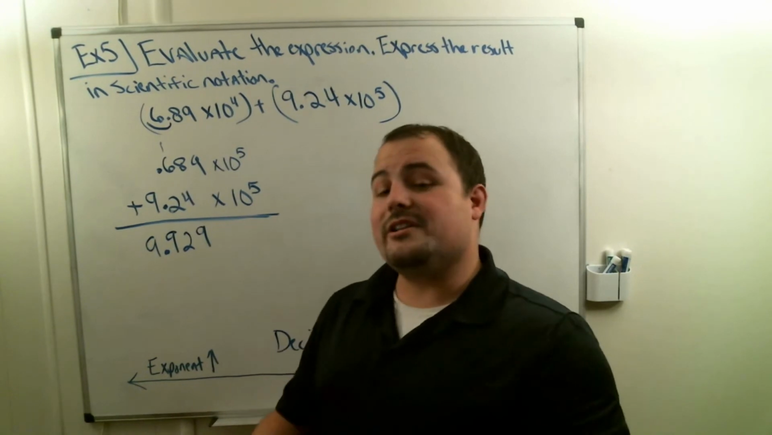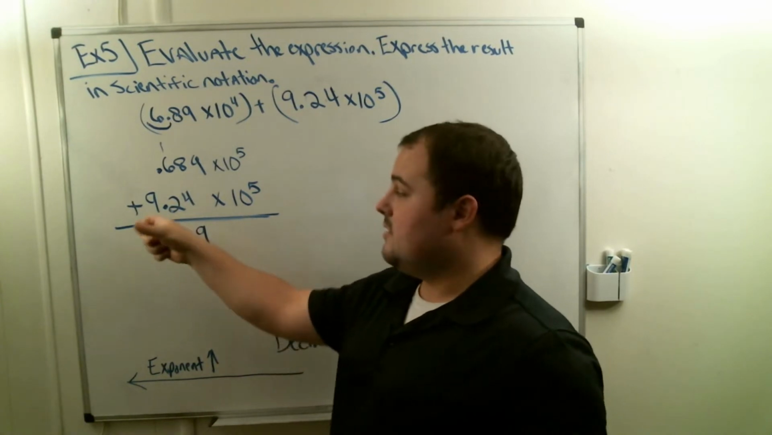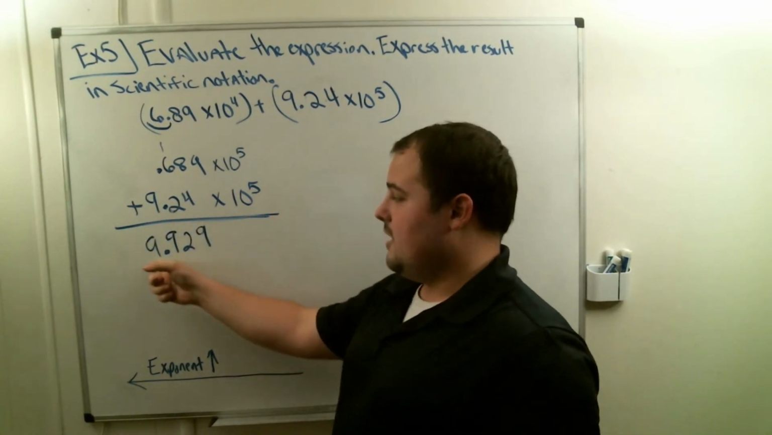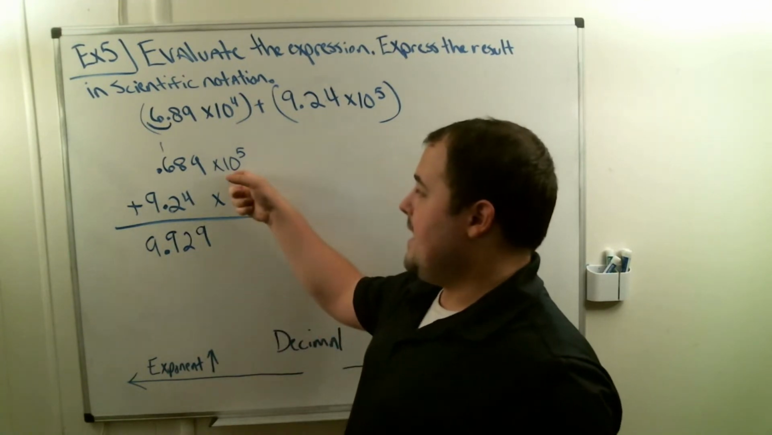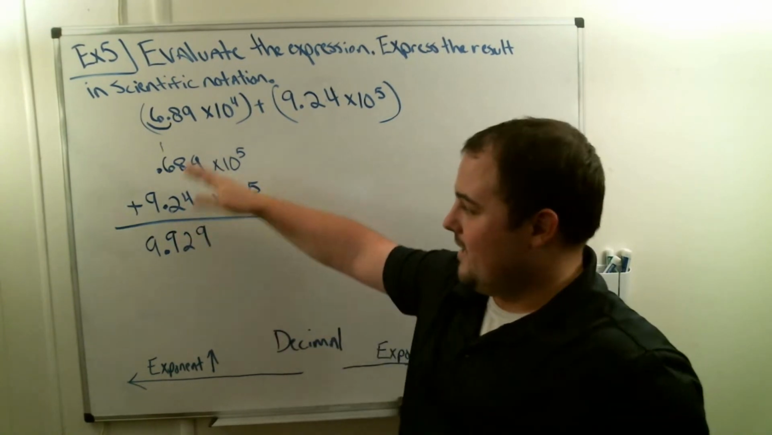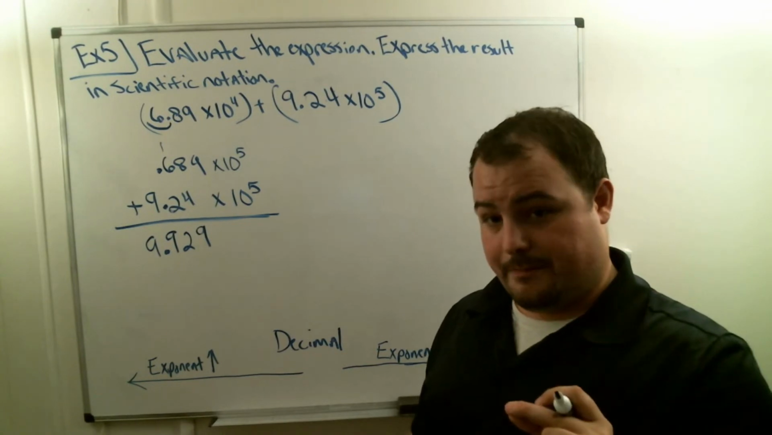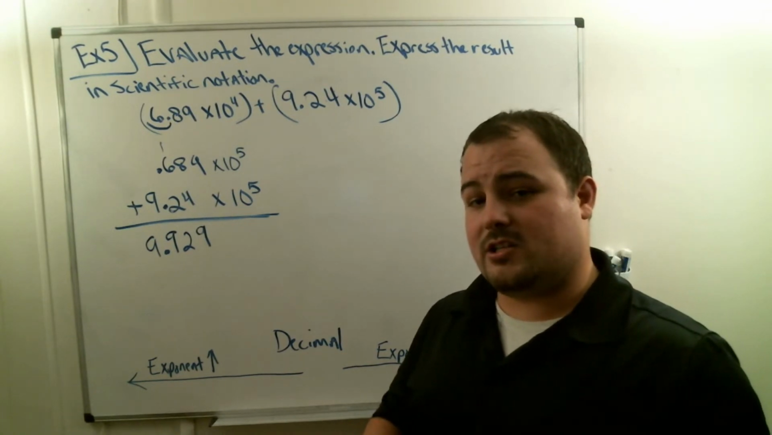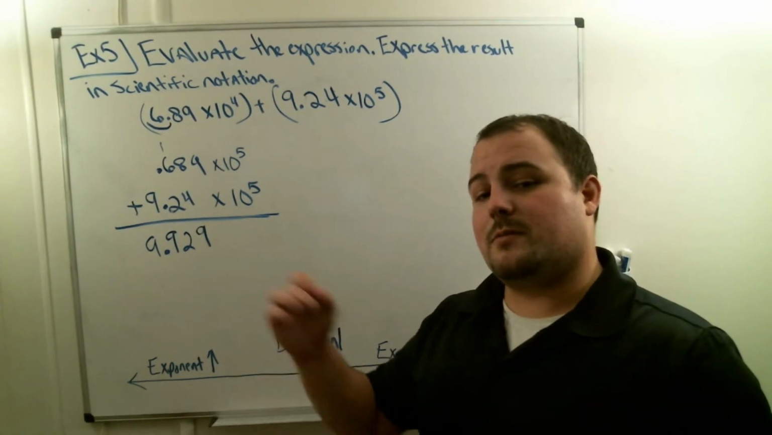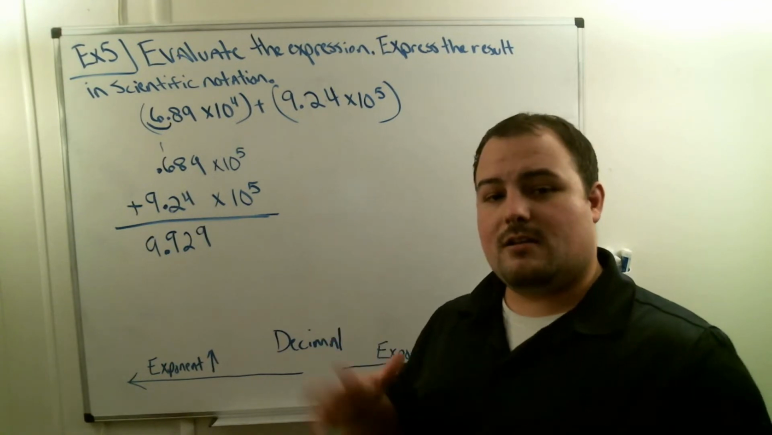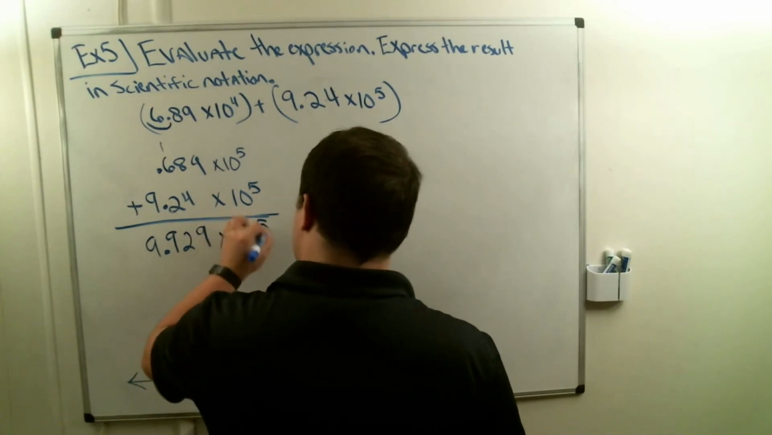So, right now, all I did was add the two decimals. I took 0.689 times 10 to the 5th power plus 9.24 times 10 to the 5th power, and I just added the two decimals. I get 9.929. Now, the biggest thing is, after we're done adding these, do we see it says times 10 to the 5th power? Biggest rule, keep that the same. When adding two numbers that are written in scientific notation, keep the exponent the same. Don't change it. The exponent only changes when you're multiplying or dividing. When you're adding, keep the exponent the same. So it's 9.929 times 10 to the 5th power.